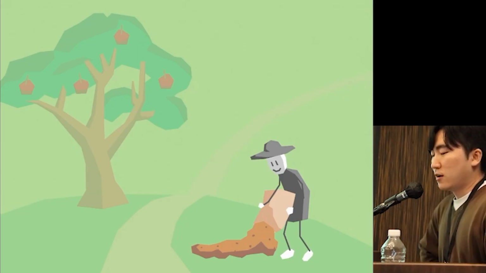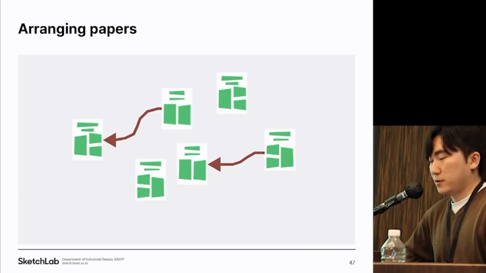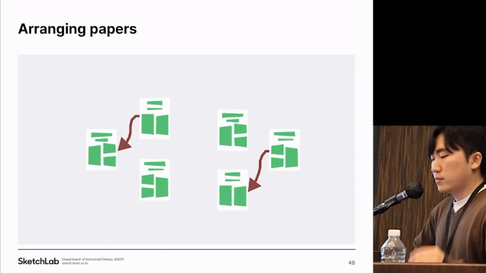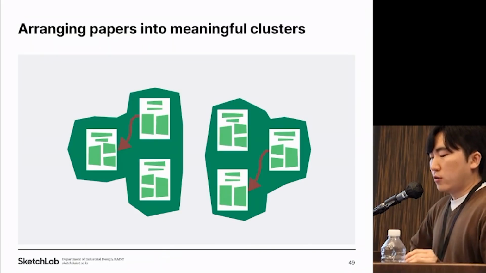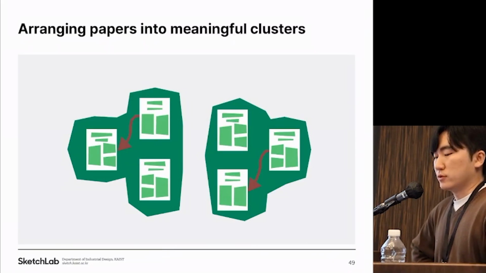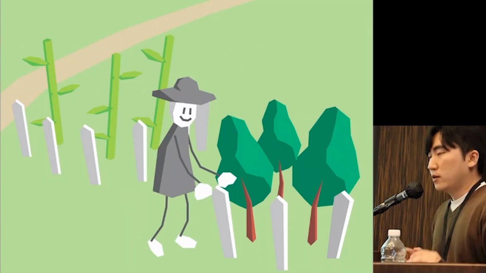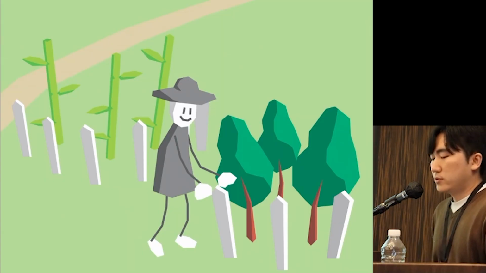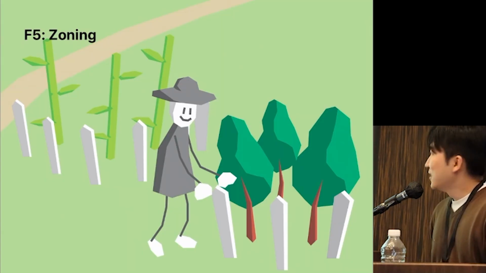That was about finding papers, and now let's look at the patterns about organizing papers. Participants group similar papers together and organize the space with their own rules. It resembled dividing a garden into zones for different trees. So I named this pattern zoning.